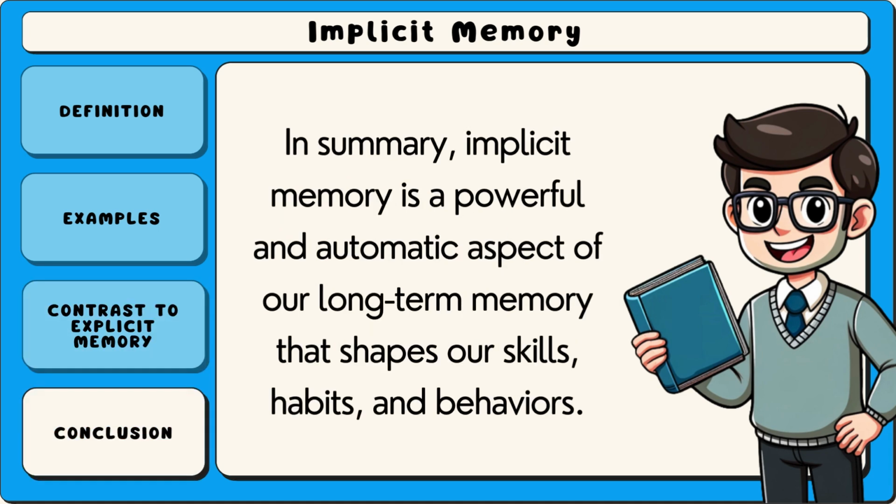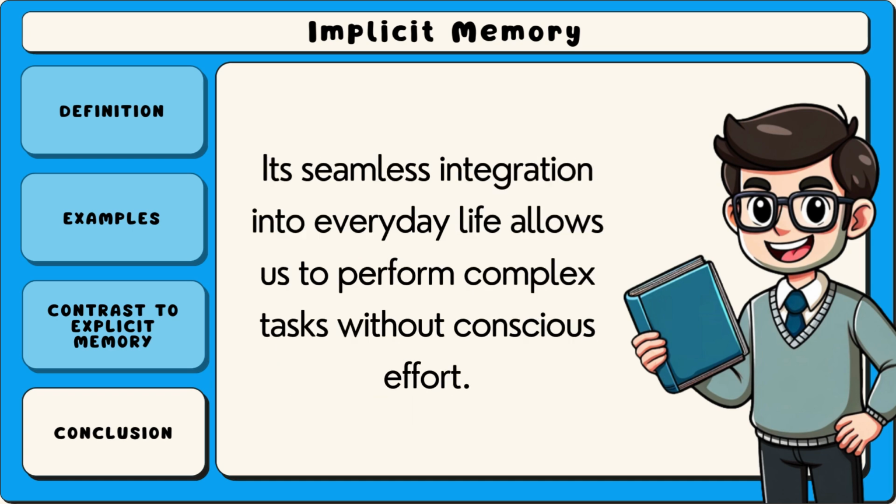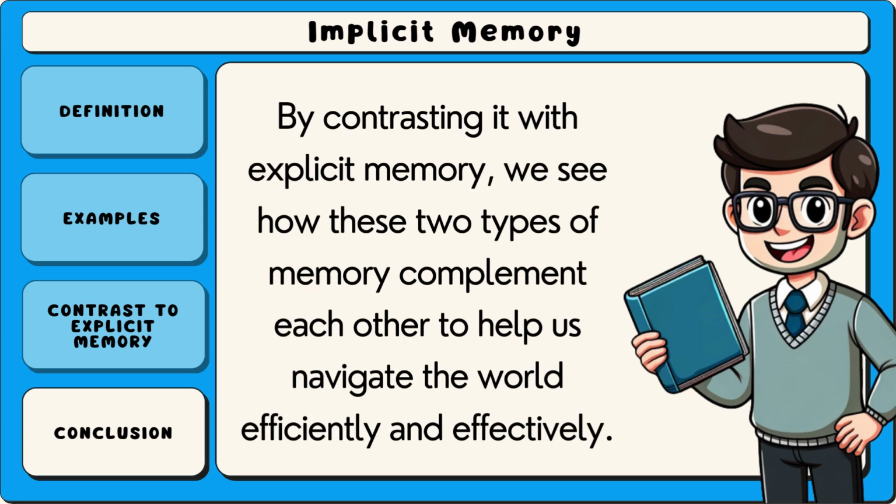In summary, implicit memory is a powerful and automatic aspect of our long-term memory that shapes our skills, habits, and behaviours. Its seamless integration into everyday life allows us to perform complex tasks without conscious effort. By contrasting it with explicit memory, we see how these two types of memory complement each other to help us navigate the world efficiently and effectively.